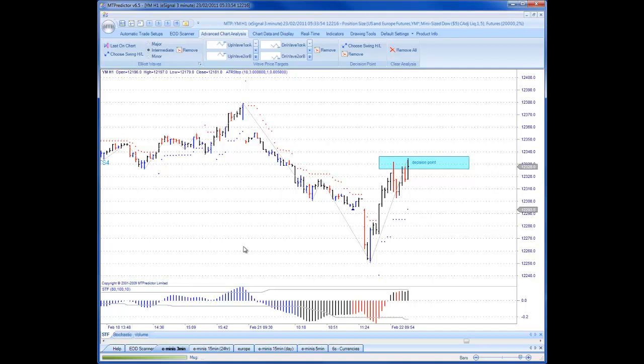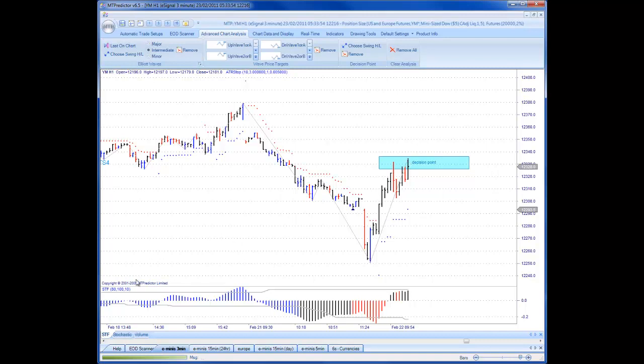Well, this is where we move on to some of the other techniques that we look at in MTPredictor. Again, these are all advanced techniques that are in the software that we teach how to use, above and beyond just the automatic setups. This is what I keep going on about: MTPredictor is far more than just a set of automatic setups. It's a way to read how the market's moving.